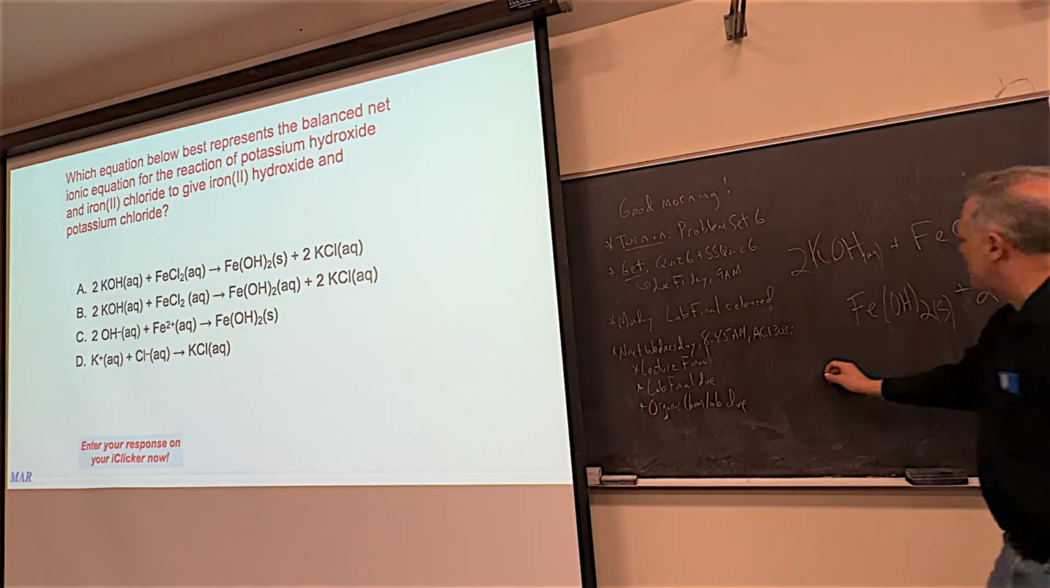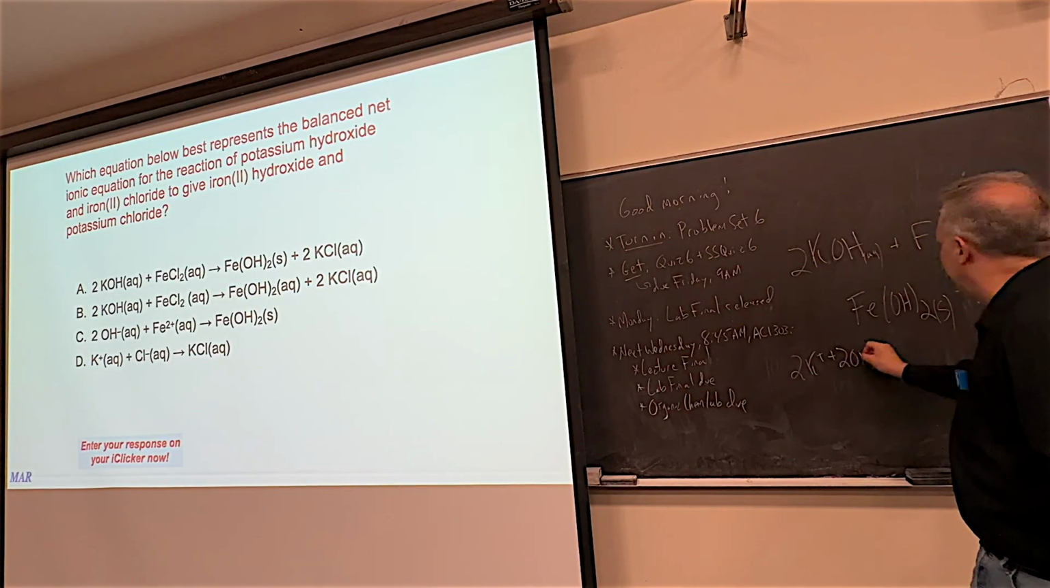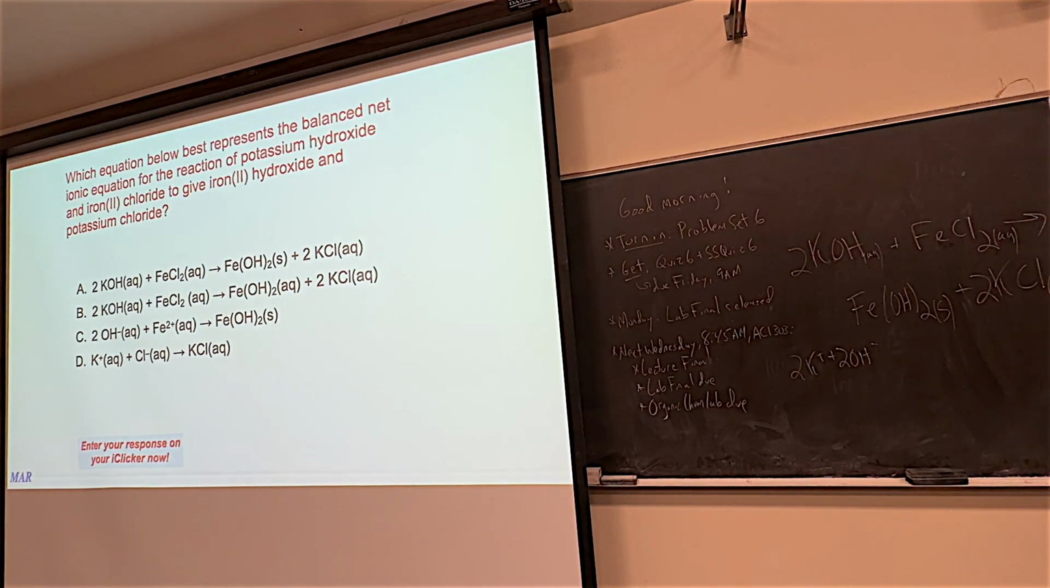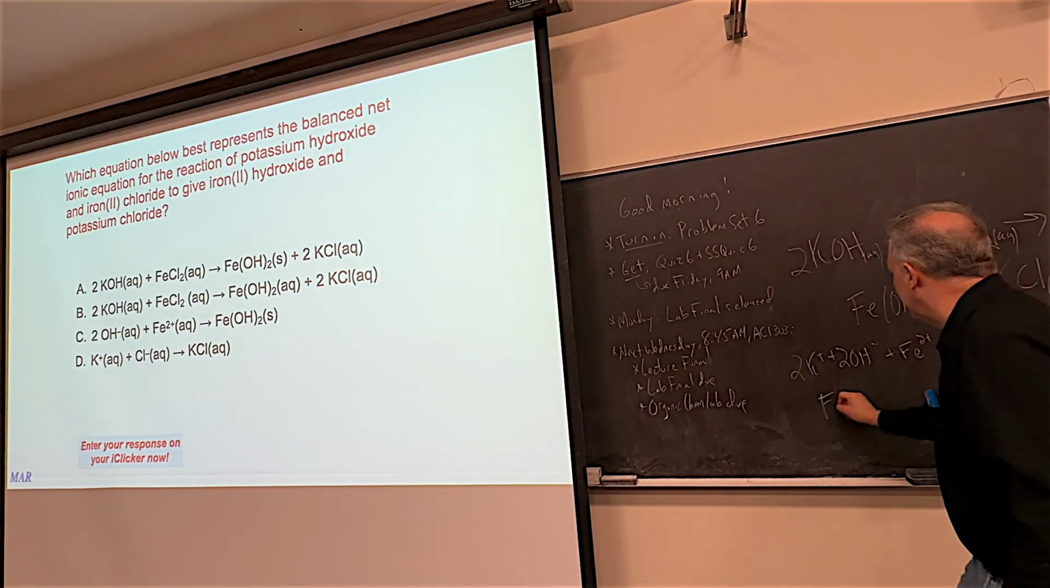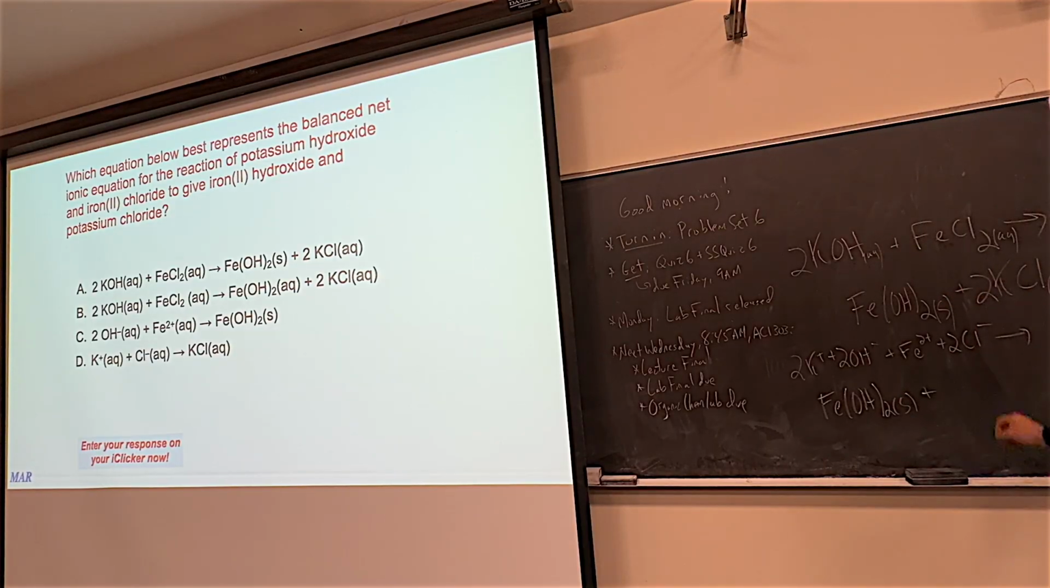So this would be 2K+ and 2OH−, because KOH is aq. This would be Fe²⁺ and 2Cl−, because it's aq. But you never break up solids, liquids, and gases. Leave this as Fe(OH)2 solid, but we will break up the KCl into 2K+ and 2Cl−.